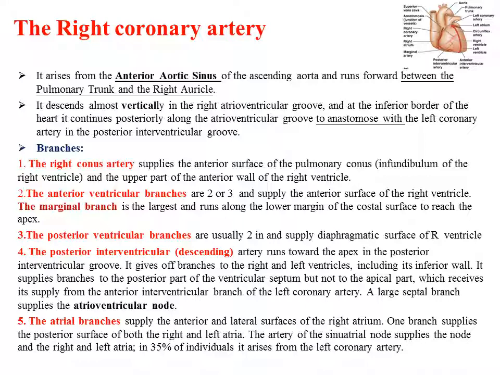The last branch is the atrial branches, and those supply the anterior and lateral surfaces of the right atrium. One branch supplies the posterior surface of both the right and left atria. The artery of the SA node supplies the node and the right and left atria. And here is the pacemaker of the heart. This is very important. If the blood supply to the SA node is affected, some sort of dysrhythmia could happen to this patient, as with the AV node in the previous branch. So the effect could be there.